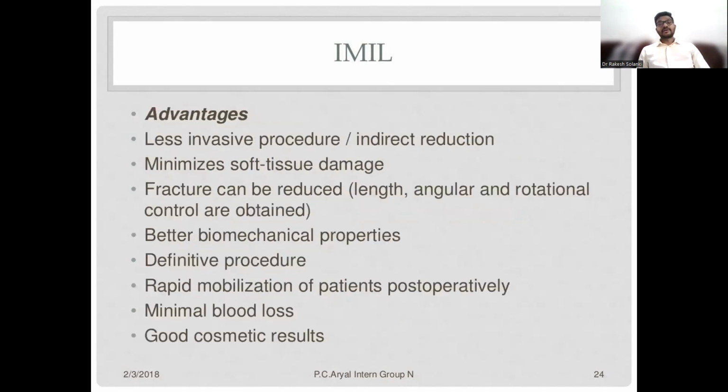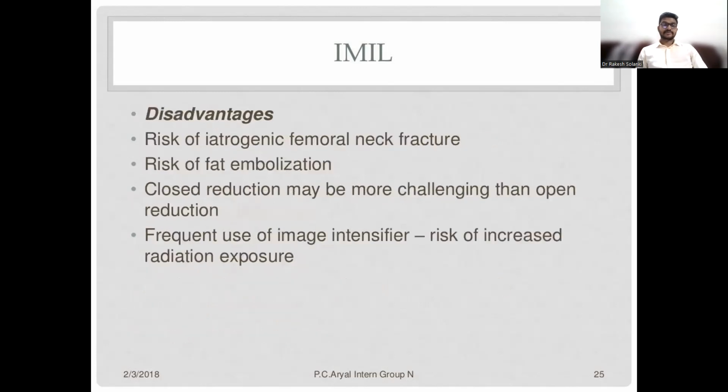The advantages of intramedullary fixation are that it is a less invasive or minimally invasive procedure, as it involves indirect reduction. It minimizes soft tissue damage. Fracture can be reduced. Length, angulation, and rotational control are obtained. Better biomechanical properties. Definitive procedure. It does not require a secondary procedure, and rapid mobilization of the patient post-operatively follows. It is associated with minimal blood loss and gives good cosmetic results as well as good anatomical function.